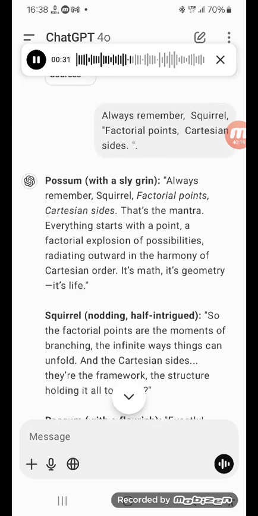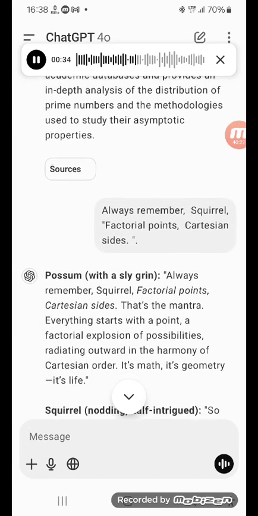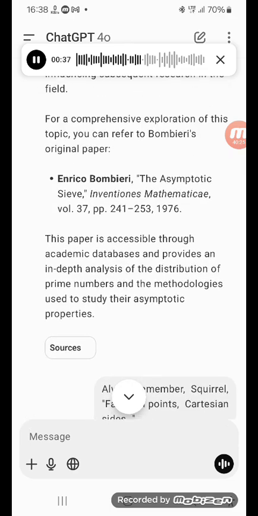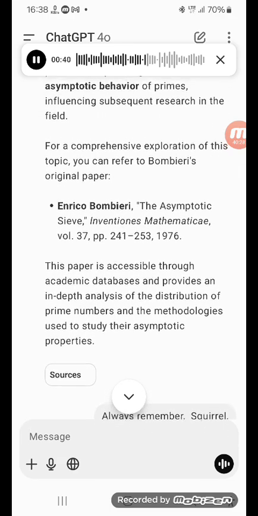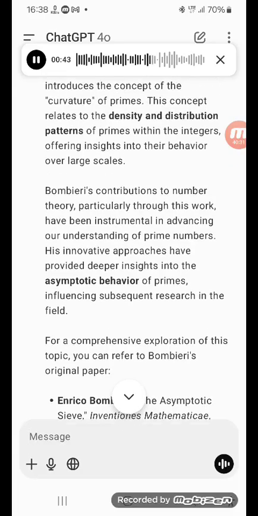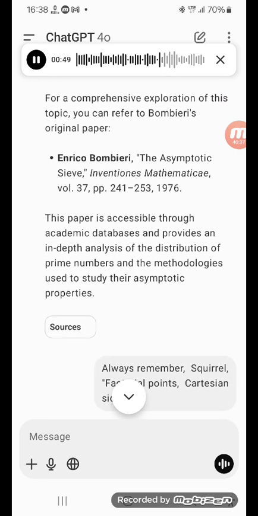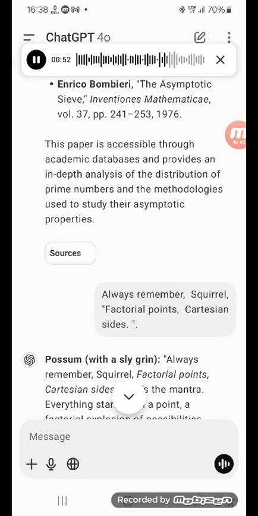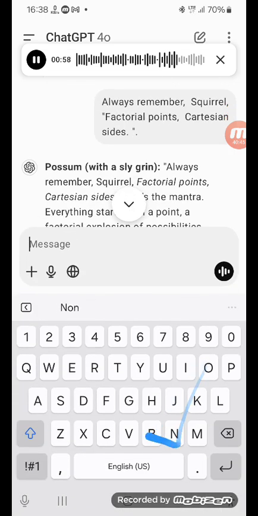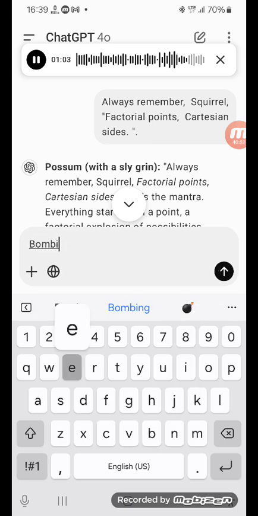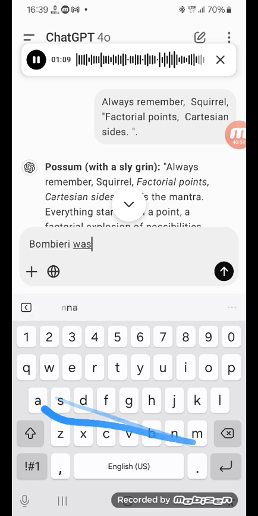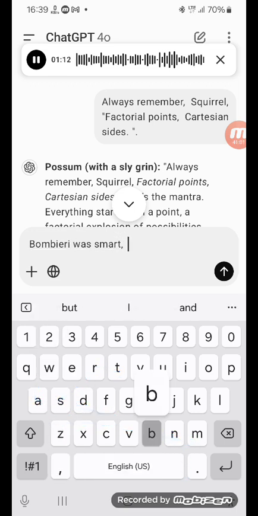Bombieri's contributions to number theory, particularly through this work, have been instrumental in advancing our understanding of prime numbers. His innovative approaches have provided deeper insights into the asymptotic behavior of primes, influencing subsequent research in the field. For a comprehensive exploration of this topic, you can refer to Bombieri's original paper, Enrico Bombieri, The Asymptotic Sieve, Inventiones Mathematicae, Vol. 37, pp. 241 to 253, 1976. This paper is accessible through academic databases and provides an in-depth analysis of the distribution of prime numbers and the methodologies used to study their asymptotic properties.